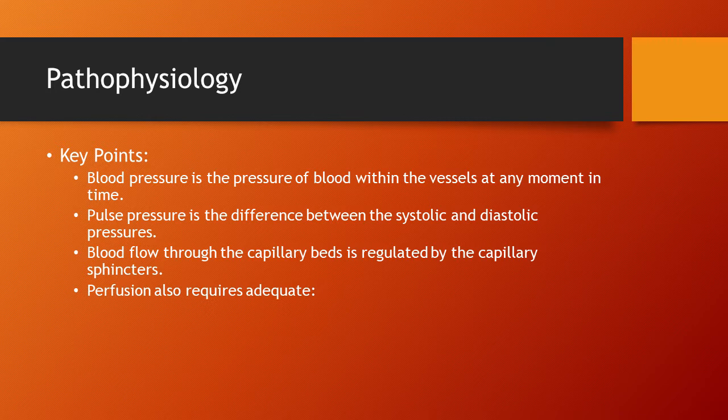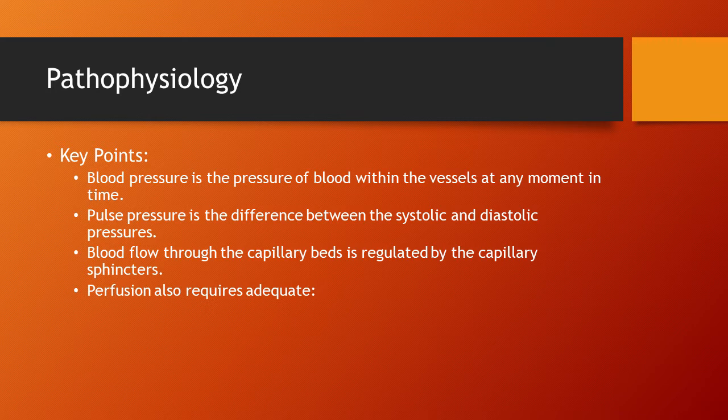Pulse pressure is the difference between the systolic and diastolic pressures. It signifies the amount of force the heart generates with each contraction. A pulse pressure less than 25 millimeters of mercury may be seen in patients with shock.